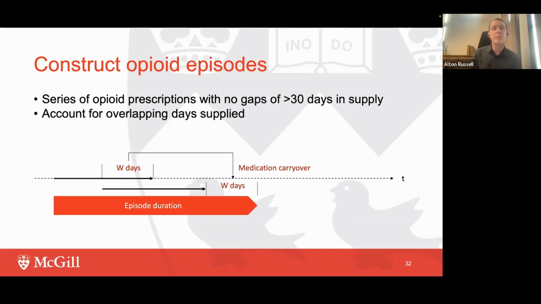In terms of constructing the opioid episode, an episode is a series of opioid prescriptions without a gap of more than 30 days in supply. Sometimes people get prescriptions with overlapping supplies, and we basically assume that they are carrying that medication over. And so we're using that as part of the episode.